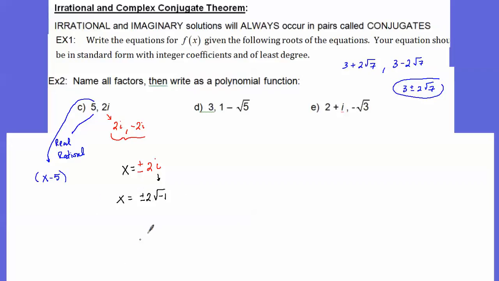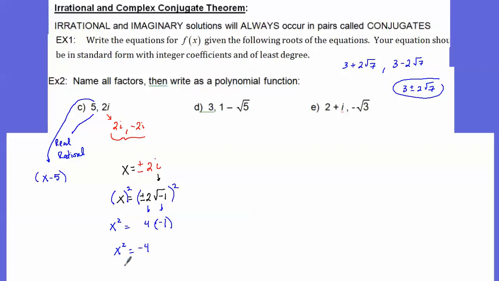Now, if I want to get rid of a square root, we know that we would have to square. I will square both sides. What I am left with now is x squared equal to, this becomes 4, this simply becomes negative 1, and they will multiply to one another. I now have x squared is equal to negative 4.